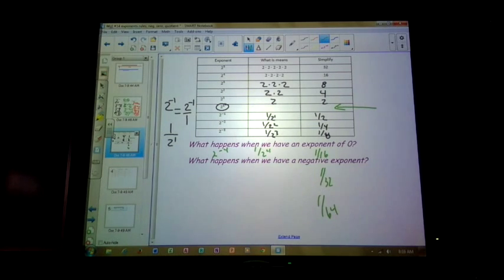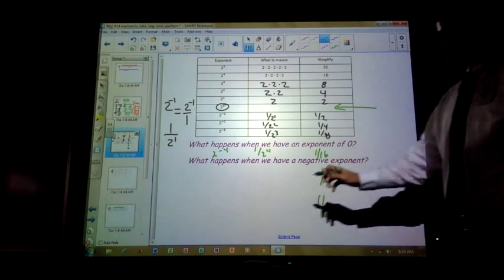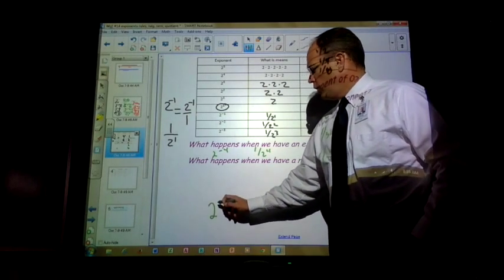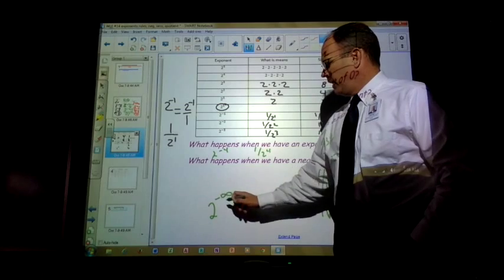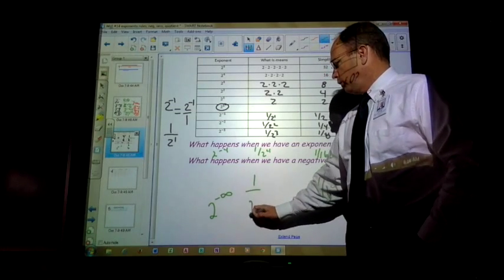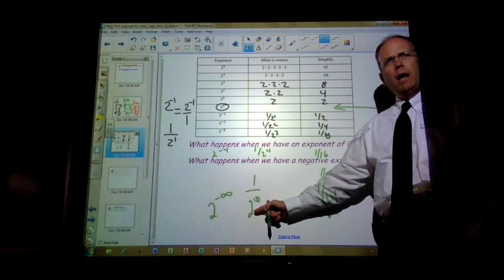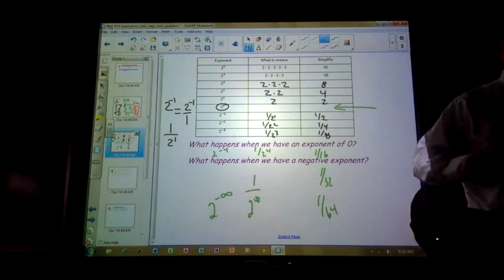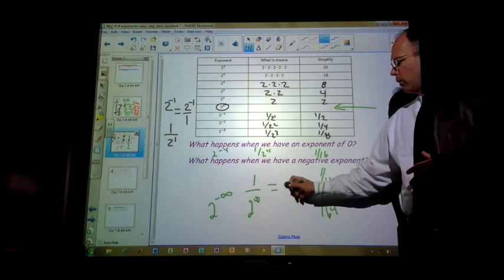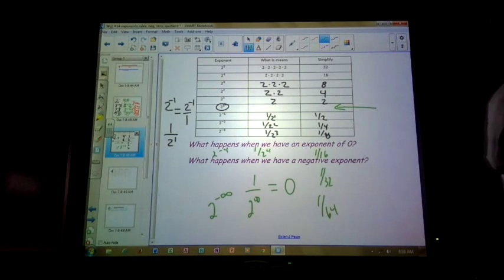So as I get 2 to negative infinity, that becomes 1 over 2 to infinity. And infinity is a really big number, right? So 2 multiplied by itself, this is approaching 0. I'm trying to get to 0.